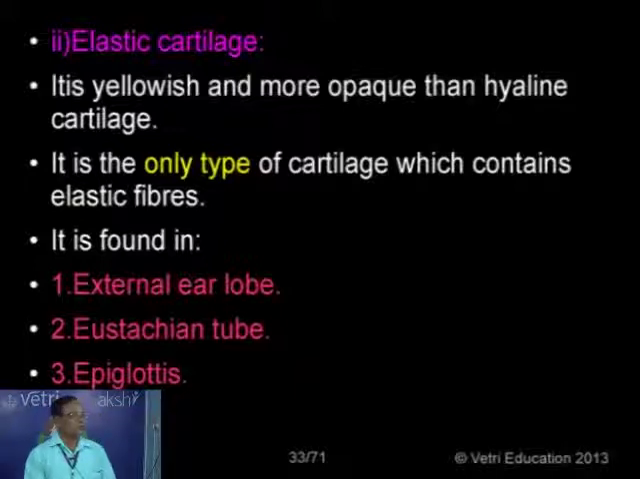Now, where are they formed? So I mentioned it is the only type of cartilage which normally contains the yellow fibers.